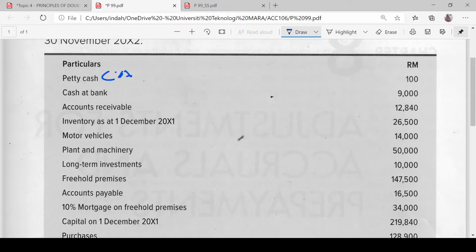Then we have cash at bank, which is current asset. Accounts receivable is current asset. Opening inventory: inventory as at 1st December 2001 is an opening inventory. But how do I know this is an opening inventory?